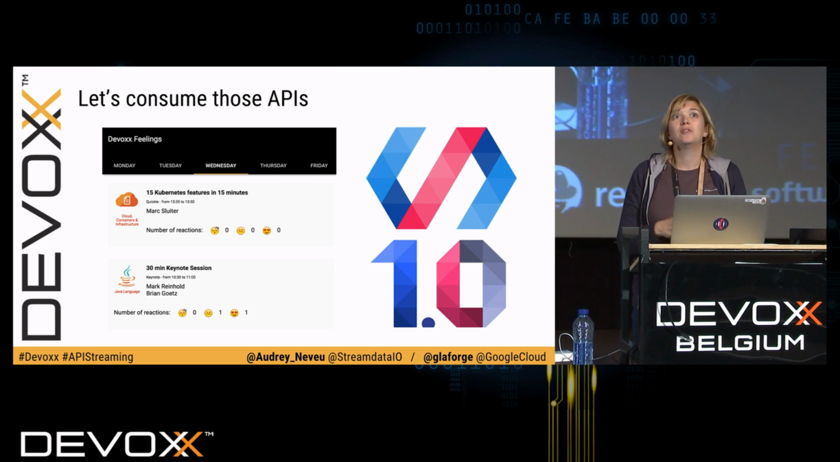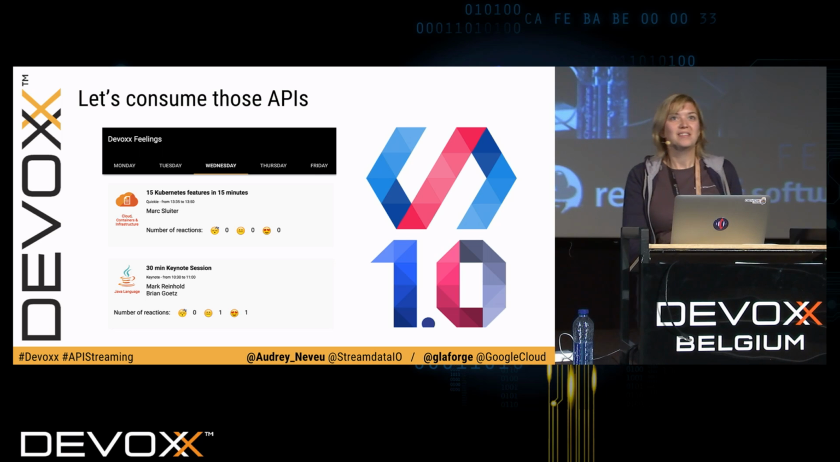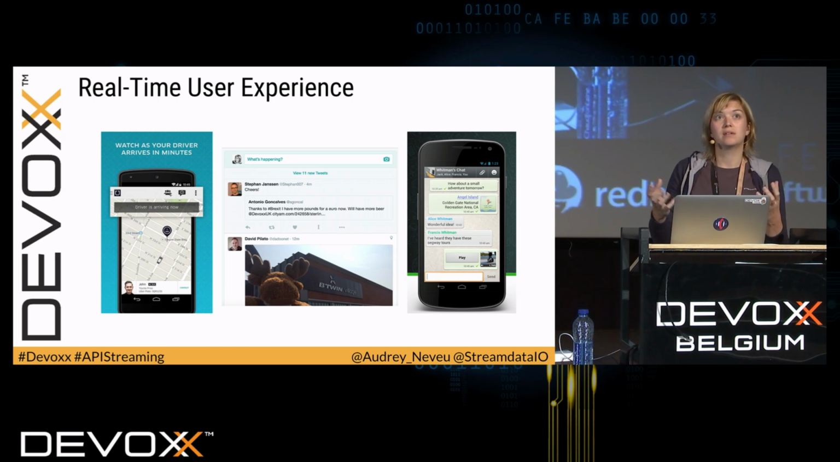The only problem is at the moment, if I want to have the latest number of reactions on a talk, I have to hit the refresh button. That's not really cool. That's not what users are expecting from us, because they expect to have a real-time user experience. If you have a look at successful apps at the moment, they are completely based on real-time. Some of them, the experience is entirely based on real-time.